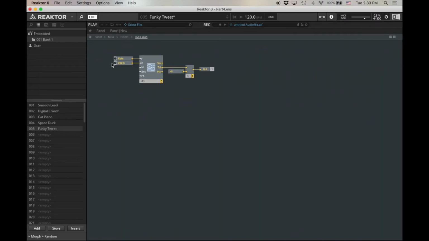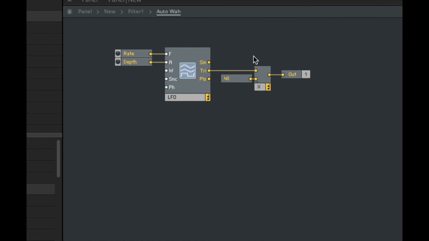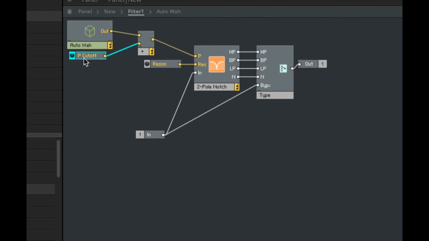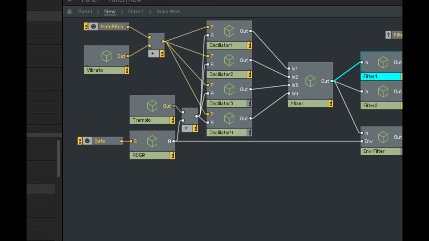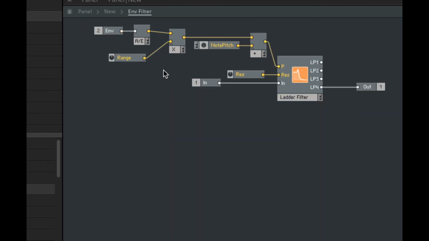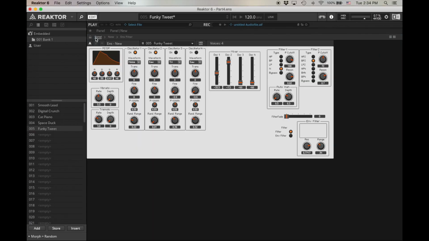In the same way, we need to do that with our auto wah. We need to do the multiplication to increase its range. Negative 1 to 1 is not a lot of space on a filter. It's great for vibrato, but it's not wide enough for a filter sweep. Then we take that and we add it to the cutoff knob that we have on our panel already. This is the same idea that we've used in our envelope filter. We're taking in that envelope 0 to 1, multiplying it by a range that we have on the panel, and then adding it to our note pitch so we can sweep through those harmonics of the notes played.